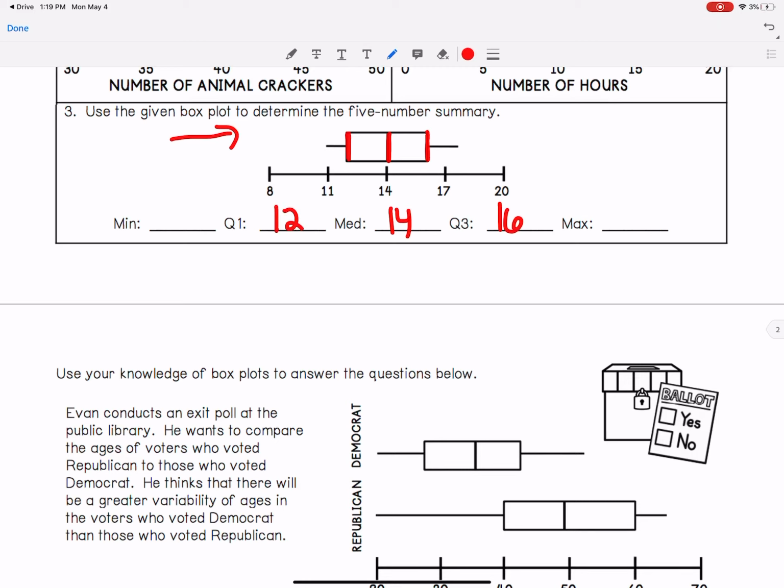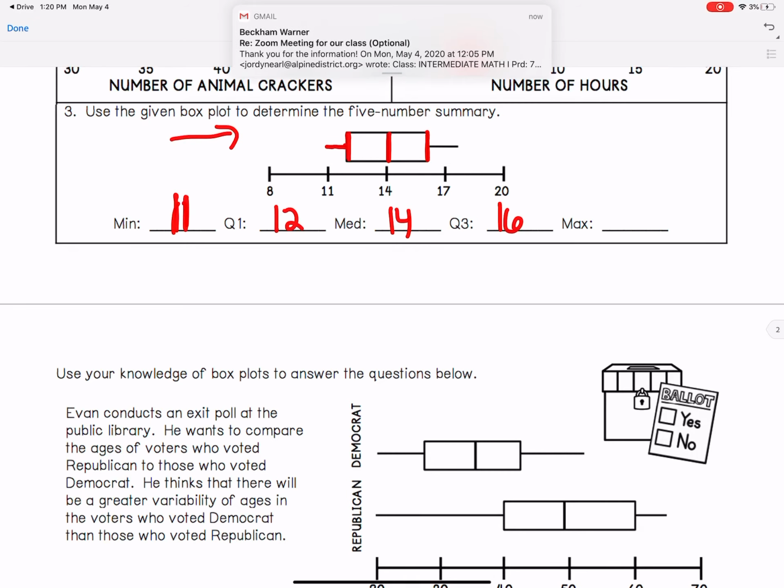So if I had to find my minimum number, it goes all the way down here to 11, and my maximum number, I'm just going to have to read this. It looks like it goes up to 18. And that's it. I have now filled in my 5 numbers that I need in my box plot.